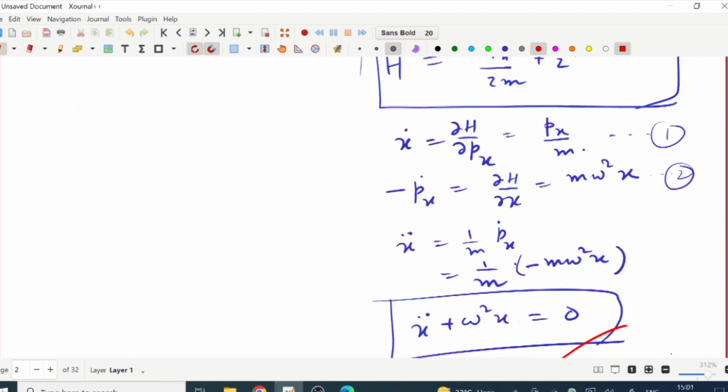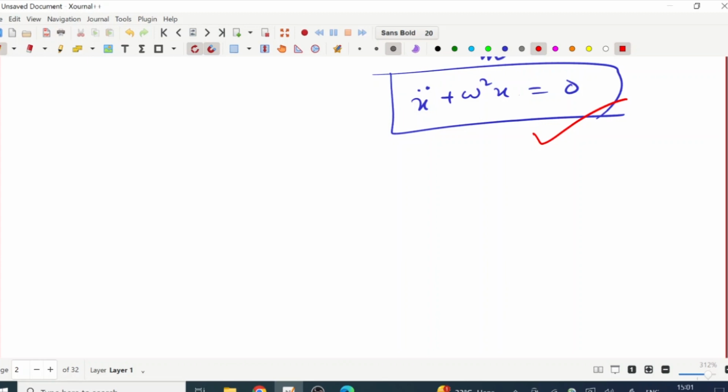But initially we get the canonical equations, which are first order differential equations. So, this is the advantage of the Hamiltonian formulation, and not only that, this also gives you the equivalence between Lagrangian and Hamiltonian formulation. So, in any other problem also you can find that the Lagrangian and Hamiltonian formulations are equivalent, and over and above that you will have the advantage of solving first order differential equations.